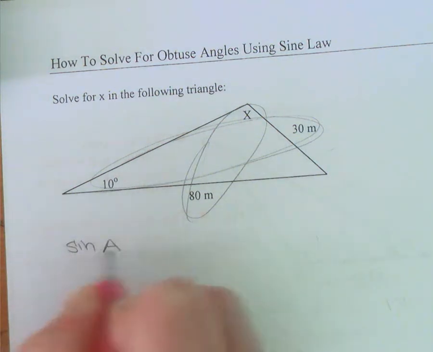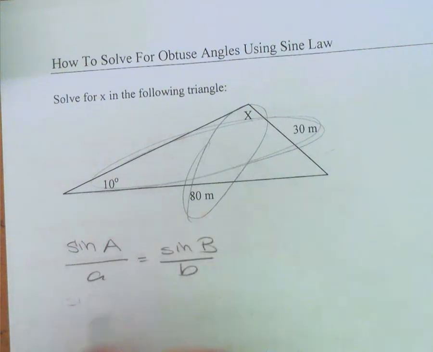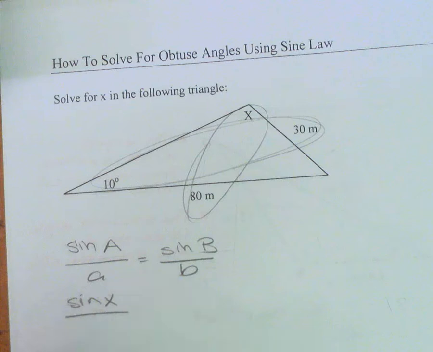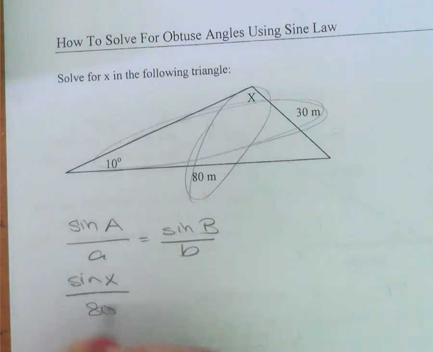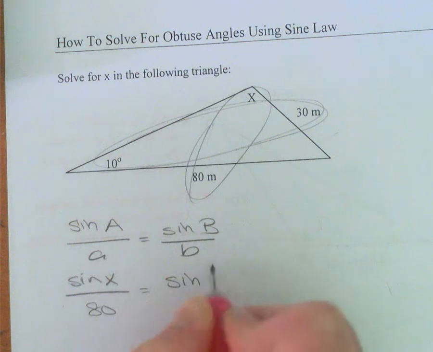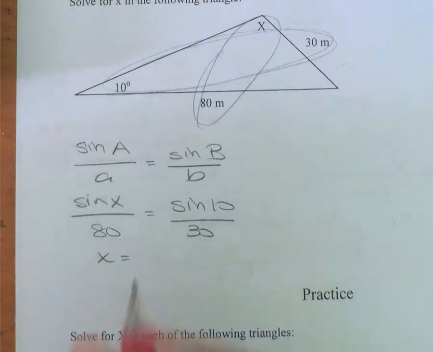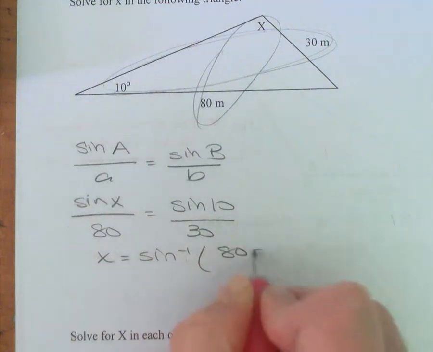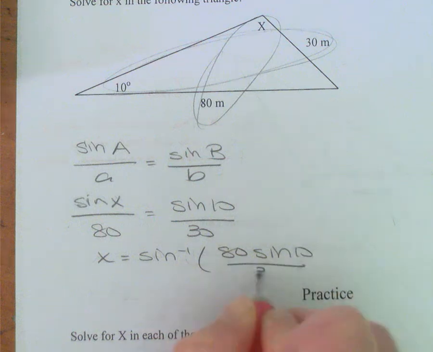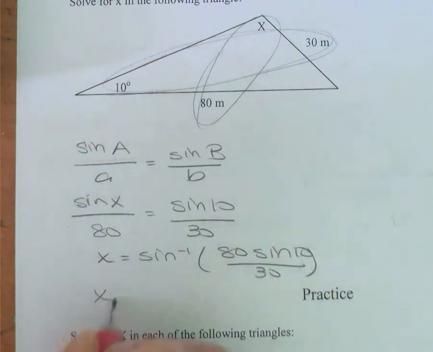So I'm going to say that sine A over a is equal to sine B over b. So I'm looking for angle x, and that's over 80. And sine of 10 over 30. So I'm going to solve for angle x. So I'm going to isolate. I get sine inverse of 80 sine 10 over 30. And then I'm going to solve for x.